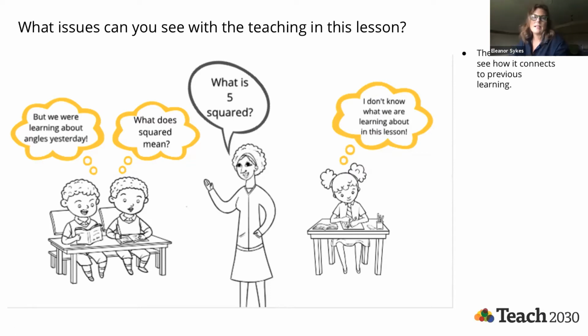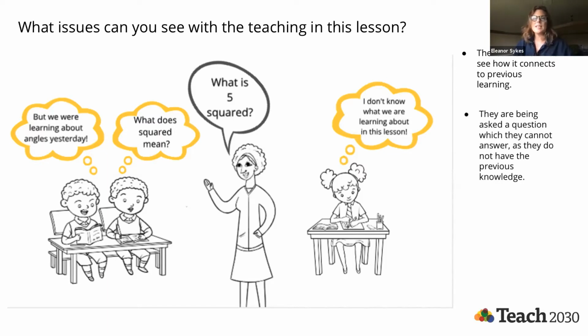So the issues in this lesson would be, from that one question that the teacher asked, we can tell that their lesson objective was not carefully thought out for them or their learners, because number one, the learners cannot see how it connects to previous learning. Number two, they're being asked a question which they cannot answer as they don't have the previous knowledge that they need to be able to understand this question, to be able to participate in this lesson. And the purpose of the lesson. So actually the lesson objective is not clear.